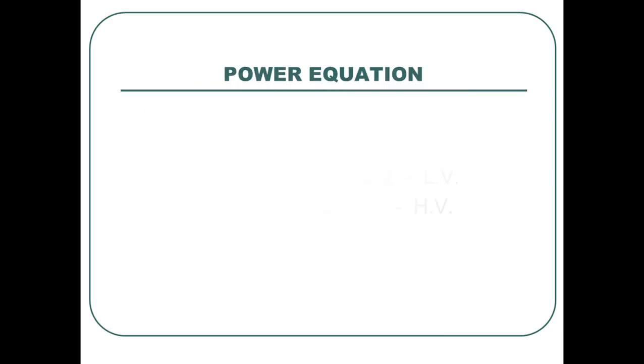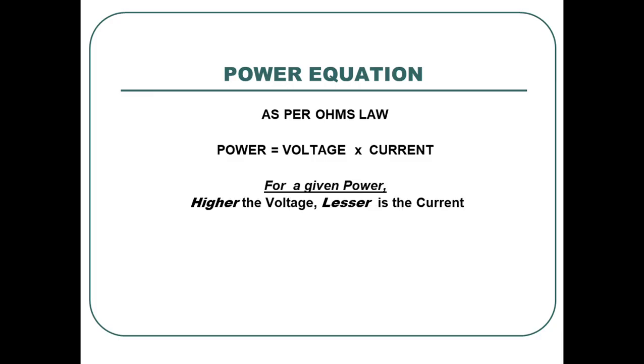Now remember this power equation. You must have studied Ohm's law in your school days. For a given power, the higher the voltage, the lesser is the current. See why we are discussing current again and again. As per the power equation, power is equal to voltage into current.